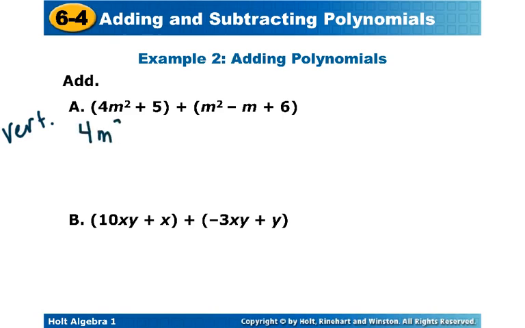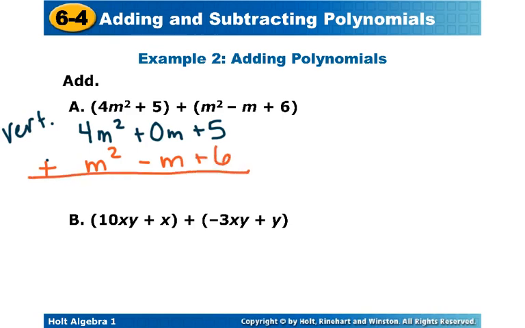So if I have 4m squared plus 0m plus 5, and then I'm adding that to m squared minus m plus 6. So now I have all of the terms aligned, so all I have to do is add straight down. So 5 plus 6 is 11, and it's positive. 0m plus a negative m, so that's just negative m. 4m squared plus m squared gives me 5m squared. And that's your final answer. So just adding straight down.